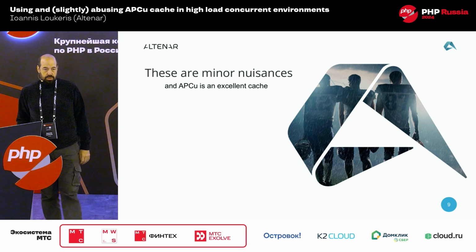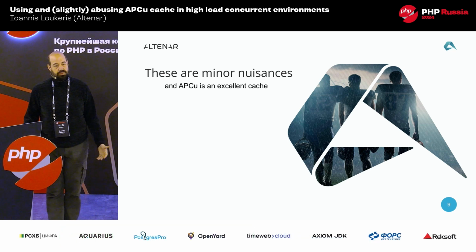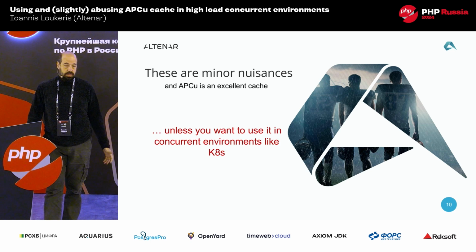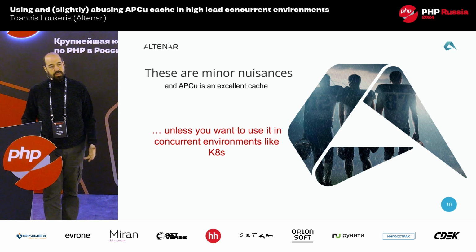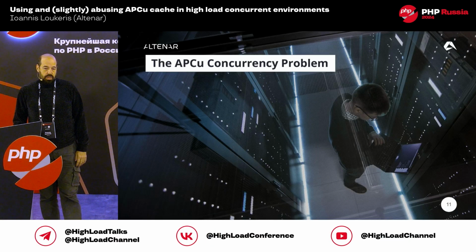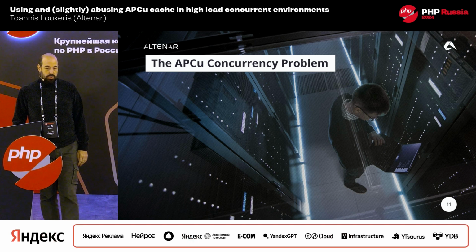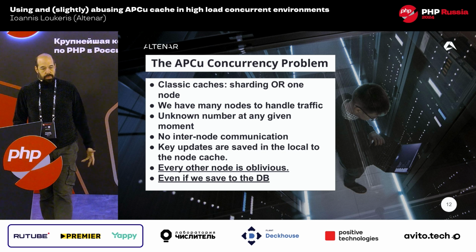APCu is an excellent cache when you're doing any sort of normal project. It's a very good cache to use, very powerful, and very, very fast. Unless you want to use it in concurrent environments, like Kubernetes, auto-scaling VMs, or anything like that. That creates the APCu concurrency problem. This means that essentially it is very difficult to do.